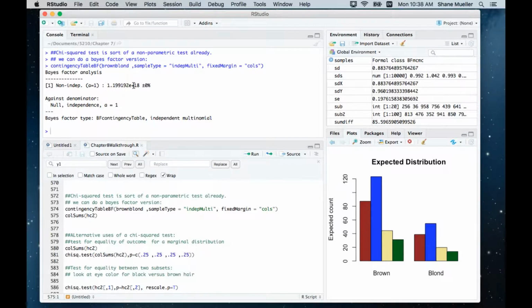And again, this is a very large number, so it's overwhelming evidence in favor of non-independence.